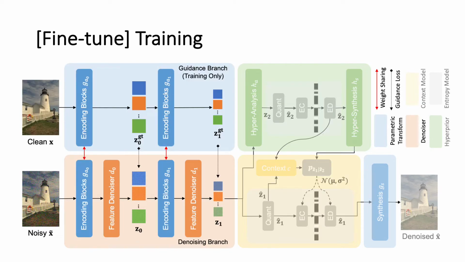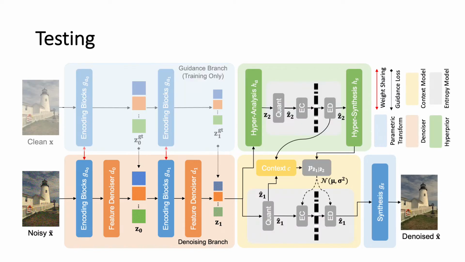To fine-tune an image compression model to be noise-aware, we introduce a two-branch design. The guidance branch takes clean images as input, and the denoising branch shares the same parameters as the guidance branch, with plug-in feature denoisers, and takes the noisy images as input. Note that the guidance branch is disabled, as we do not have any information of clean images during inference time.